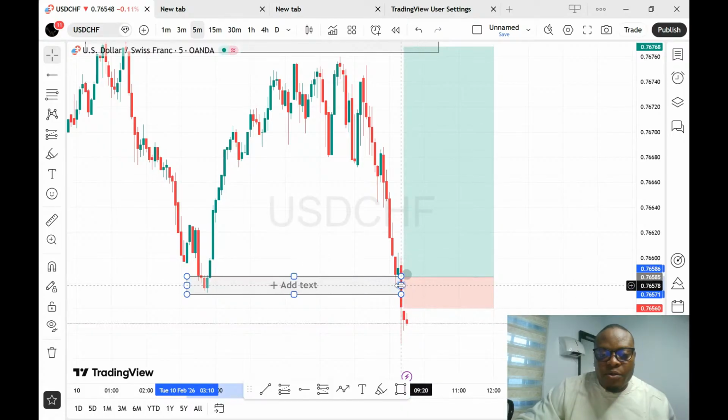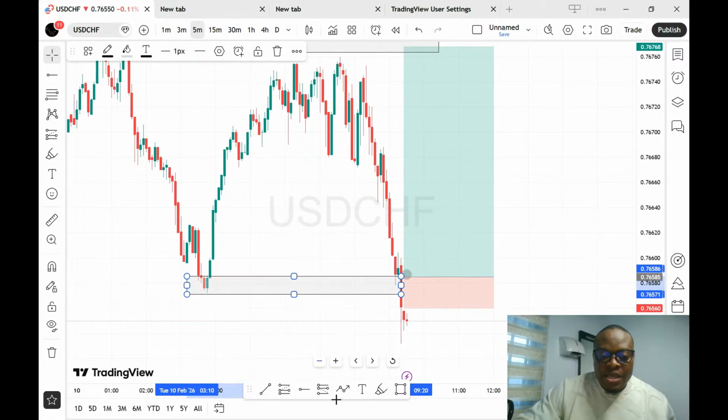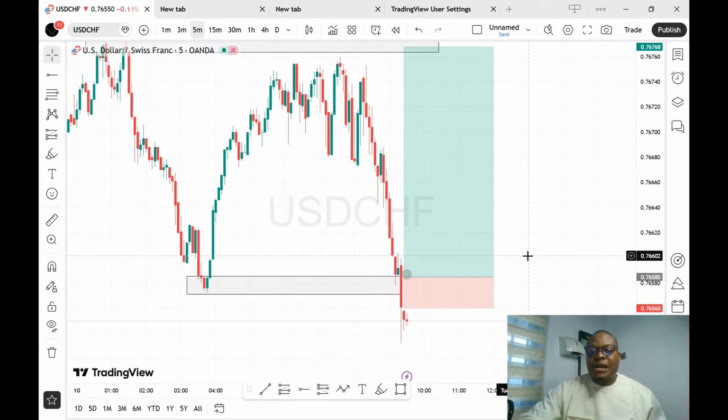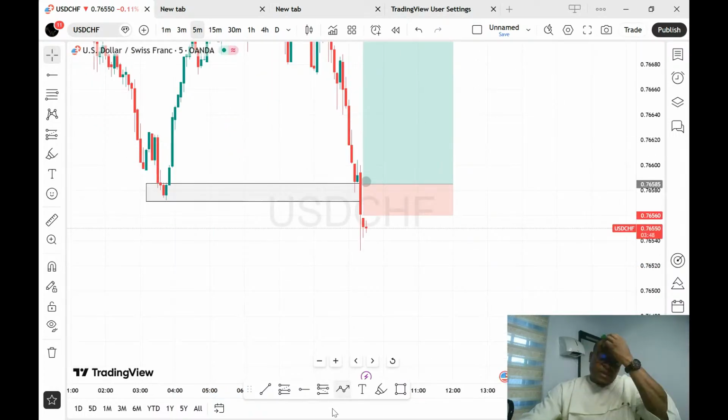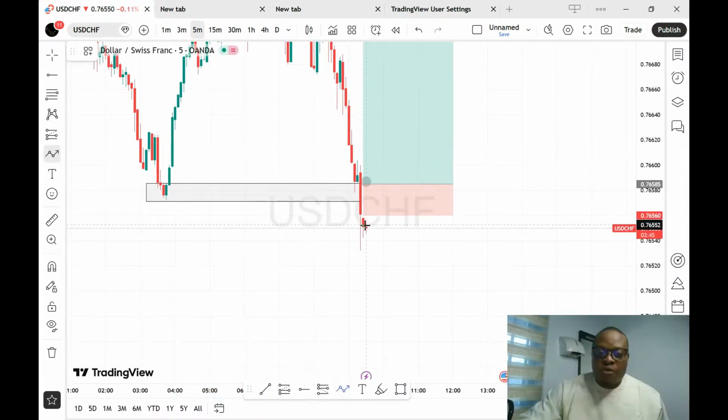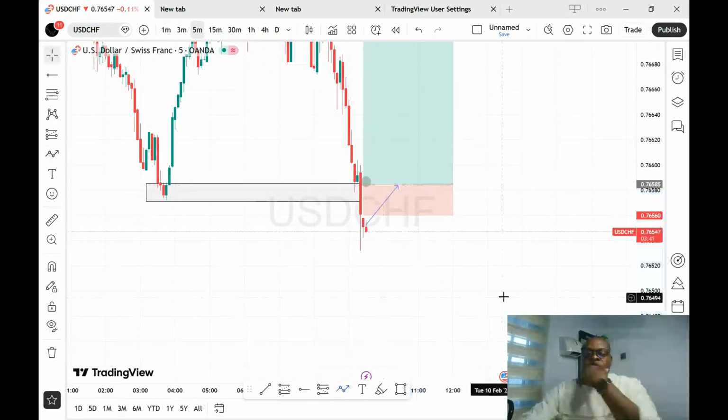Automatically, after failing to hold, this order block is now a breaker block. So I'm expecting price to come from here, tap down here, then continue going down.